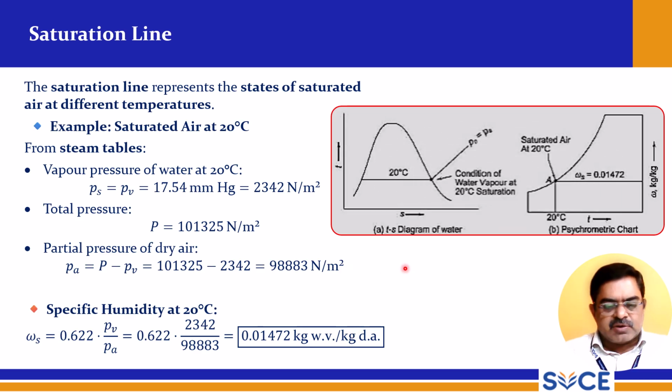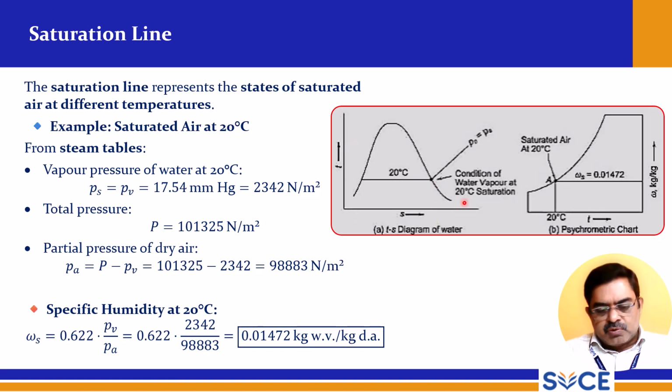From here you can see the TS diagram from the steam tables, and this is the condition of water vapor at 20 degrees Celsius saturation, where PS equals PV. So this is the 20 degree Celsius state, and we can find these parameters in the TS diagram.